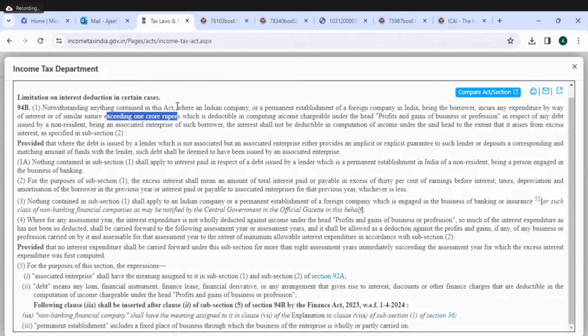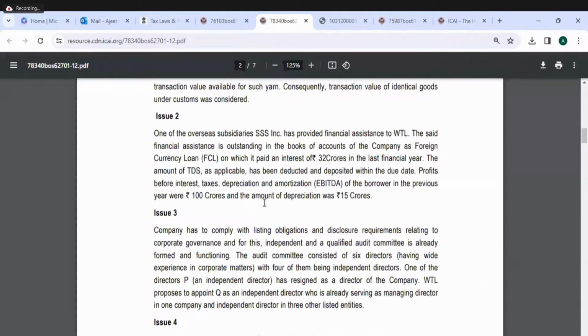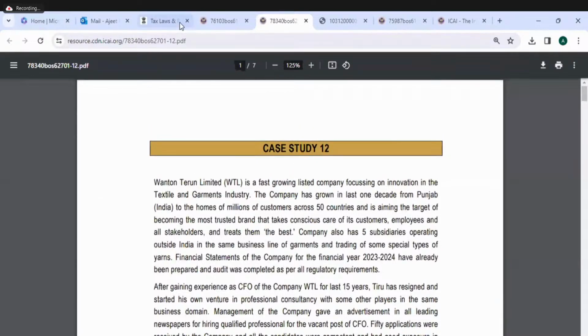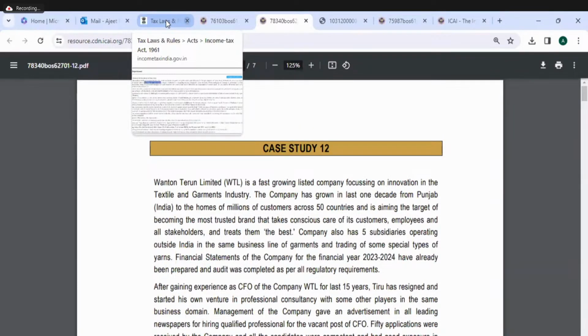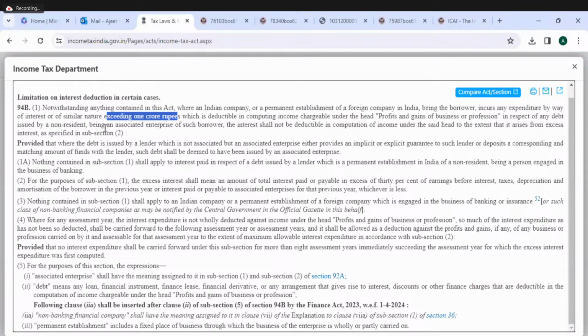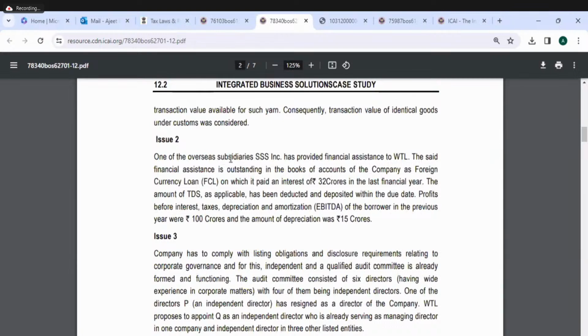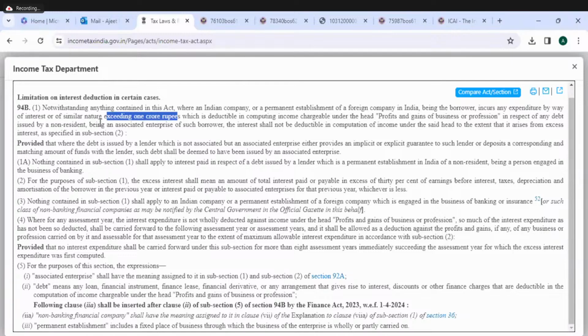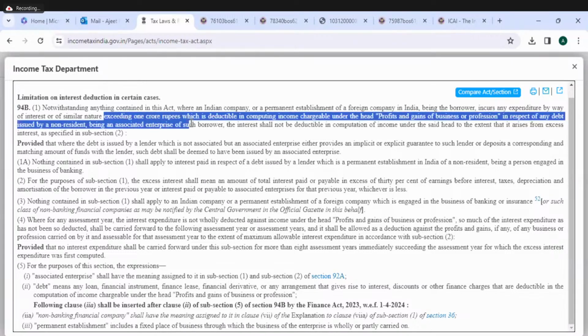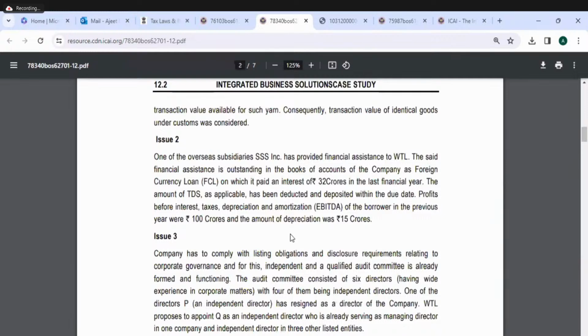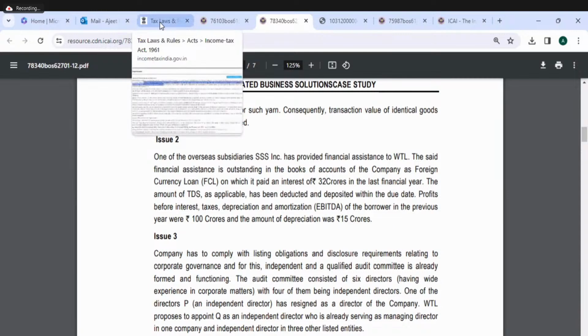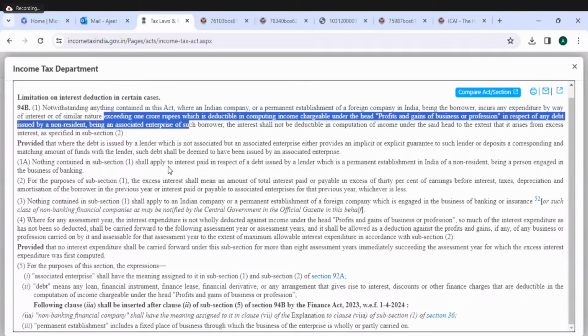So whether in this case study the basic conditions are satisfied, whether your company is an Indian company. Yes, WTL, my assessee in the case study, is an Indian company. So it is paying interest in respect of debt which is issued by a non-resident AE. If we read the case study again, SSS Inc. is an overseas subsidiary. It means it's a non-resident AE of WTL. Whether the amount of interest is exceeding 1 crore? Yes, in this case, if we see the case study, the amount of interest is rupees 32 crores. So it's exceeding 1 crore rupees. So it means this section 94B would be applicable.